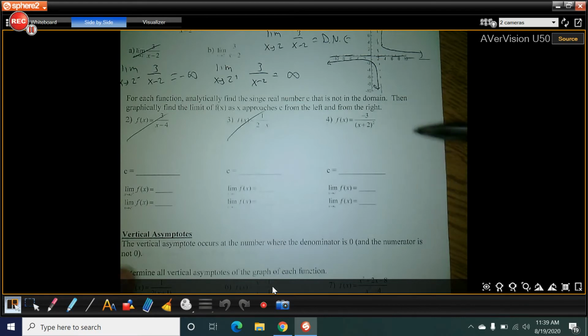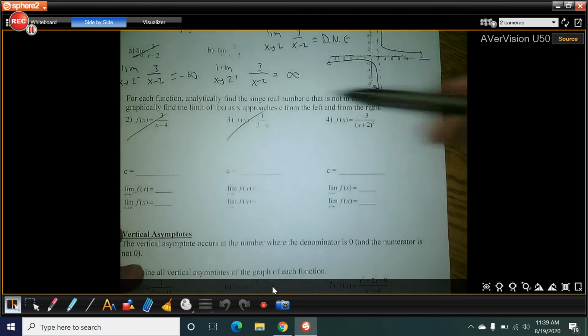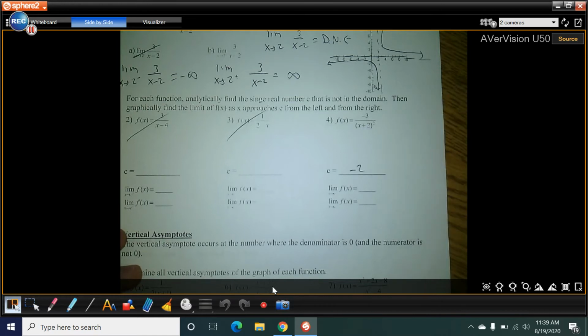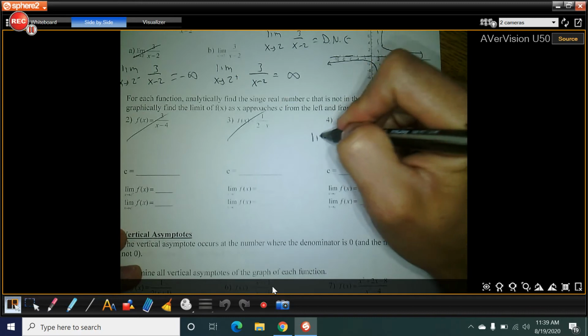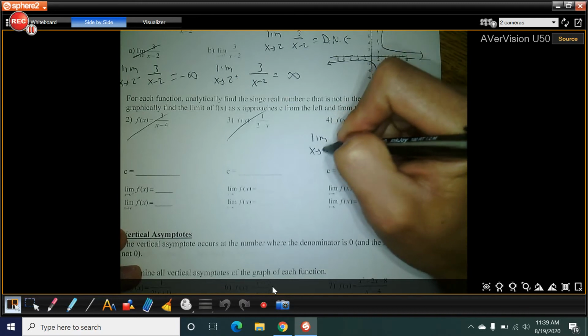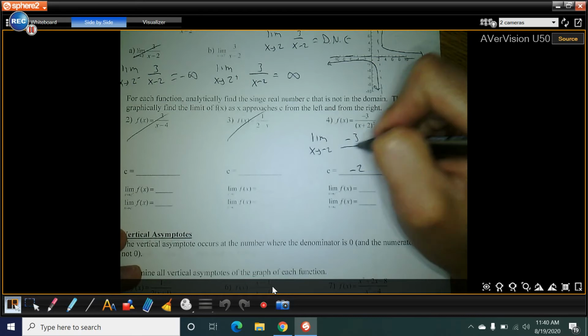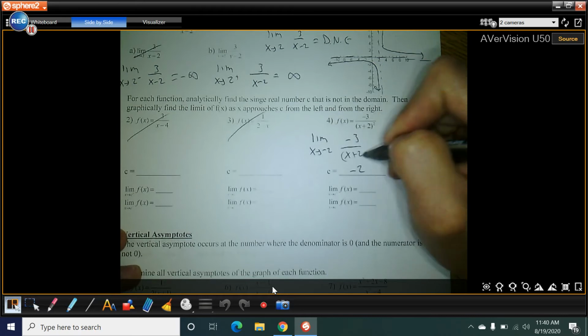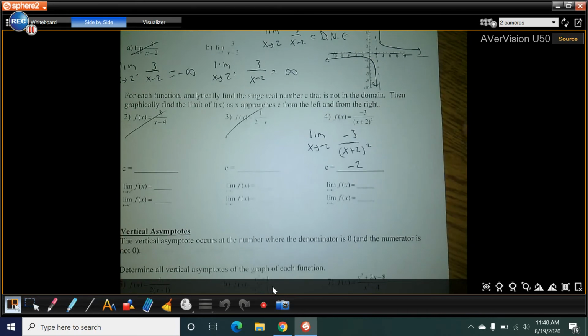Okay, so you've got this function right here, which is negative 3 over (x plus 2) squared. Now they're asking you, what number would give you a problem here? Well, the x value that would give you a problem would have to be negative 2. So what I'm interested in is finding out what the limit as x approaches negative 2 of negative 3 over (x plus 2) squared is equal to.